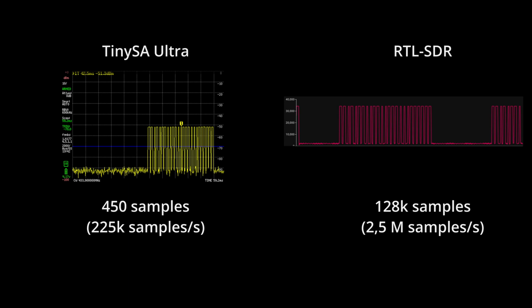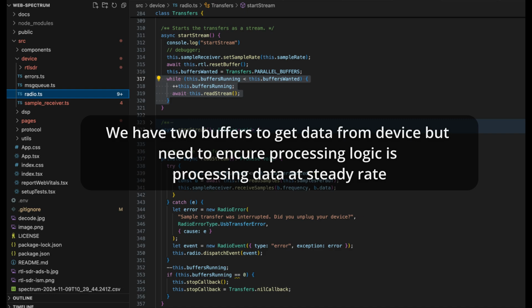For comparison to tinySA Ultra, a sweep window only gives 450 points, which potentially can contain spurs. It gives us more opportunities to acquire more reliable data than tinySA Ultra, as well as decode longer data chunks, as the logic is continuously fetching data from RTL-SDR.